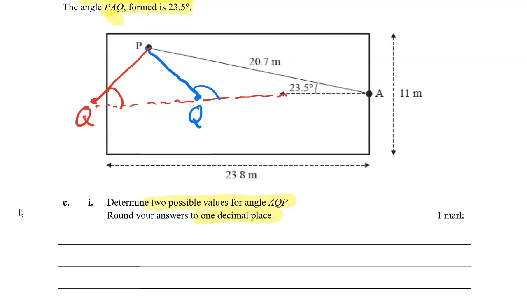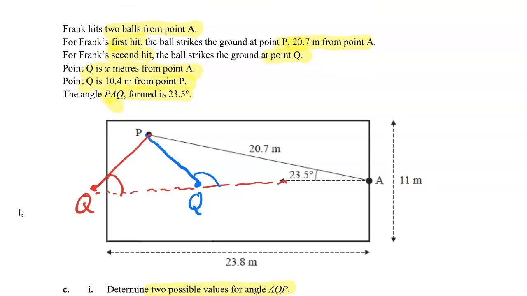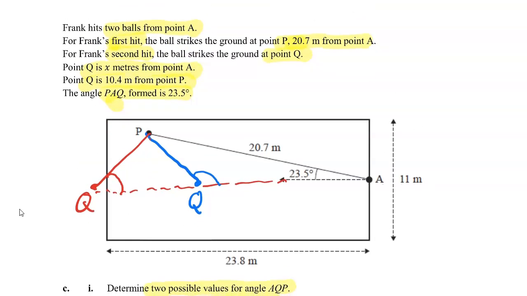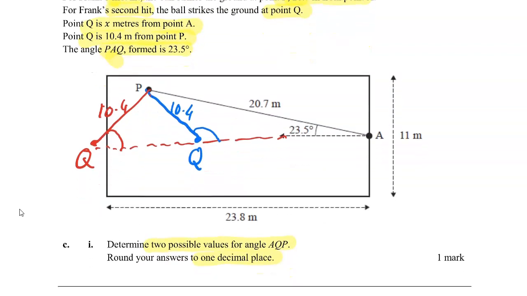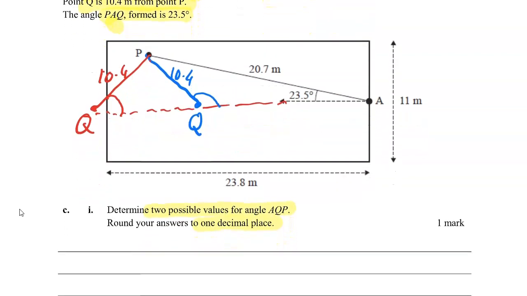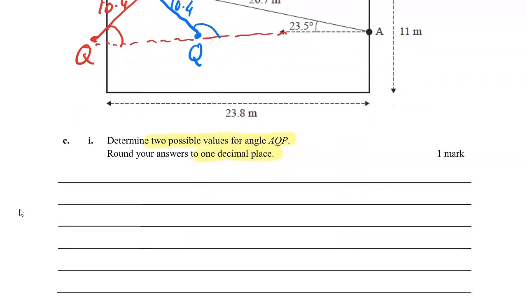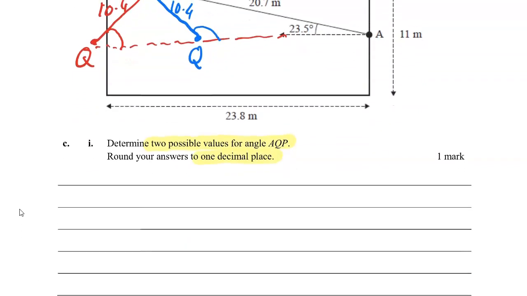So what we have to do here is start to think about this. All right, so we know that point Q is 10.4 meters, no matter what, that side length there is 10.4 meters away. All right, so let's get out our sine rule.